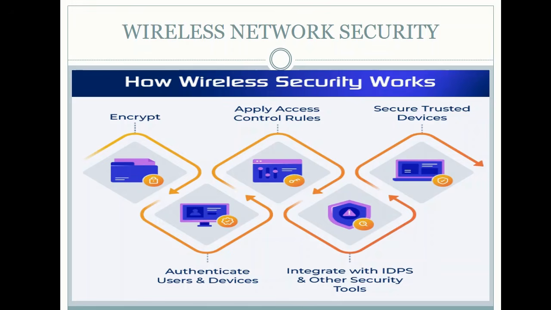Third one is applying access control rules. How can we access, for example via OTPs. Nowadays we get OTPs, and we also get a confirmation message on our mobile phones for signing in to email. These are some of the access control rules. Then integrating with IDPs and other security tools. Many security tools are there. Using any one of the tools we can secure our network, and also secure the trusted devices. We can protect our laptops or PCs using antivirus, so like that we can secure our trusted devices also. These are some of the ways to secure our network.